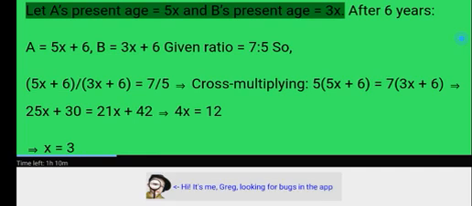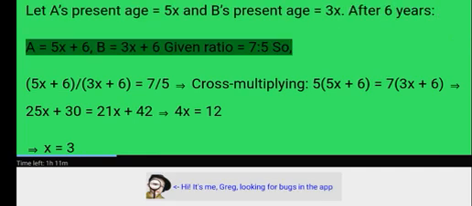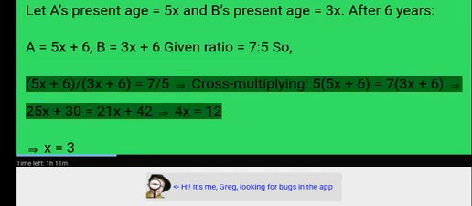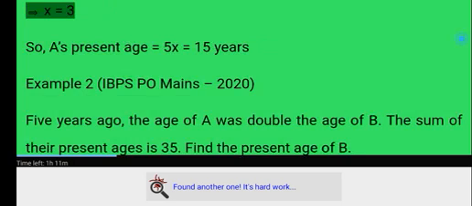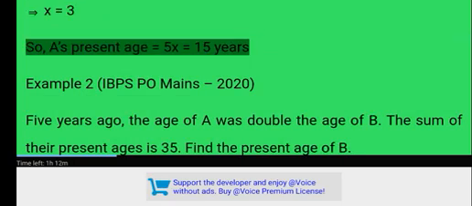Solution. Let A's present age equal 5x and B's present age equal 3x. After 6 years, A equals 5x plus 6 and B equals 3x plus 6, given the ratio equals 7:5. So (5x plus 6)/(3x plus 6) equals 7/5. Cross multiplying, 5(5x plus 6) equals 7(3x plus 6), so 25x plus 30 equals 21x plus 42, so 4x equals 12, so x equals 3. So A's present age equals 5x equals 15 years.